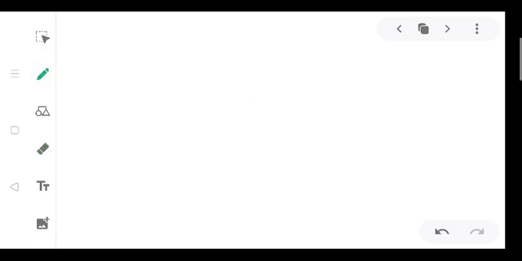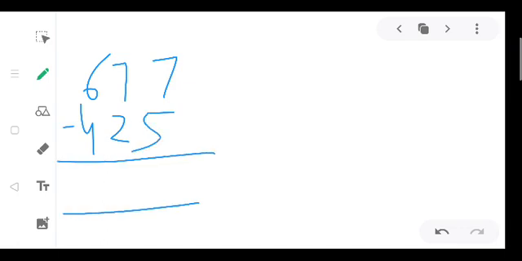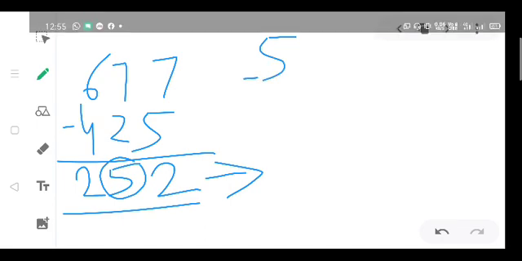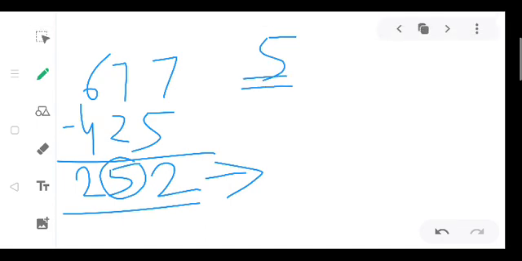This I will do again. 677 minus 425. Firstly we find out its difference. 7 minus 5, 2, 7 minus 2, 5, 6 minus 4, 2, and now we will round off to the nearest 100. We will check it with the tens place digit. If the tens place digit is 5, then also the 100 place digit will round off to the greater 100. So 200 will round off to the next 100. It will round off to 300.